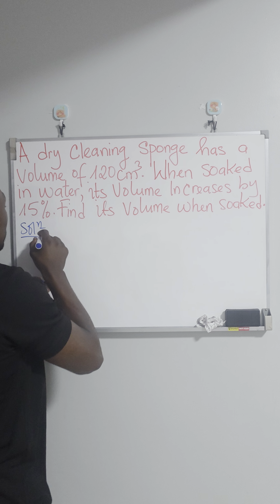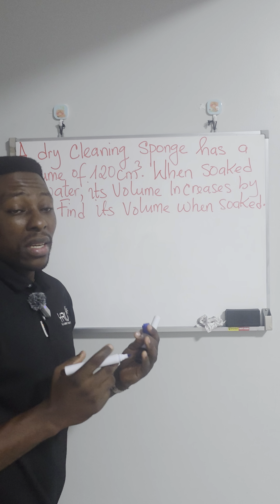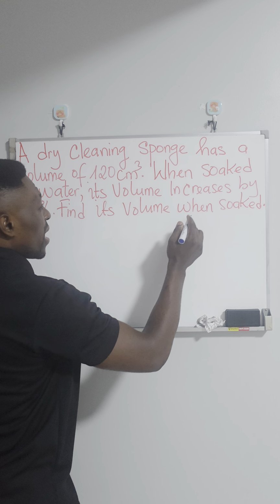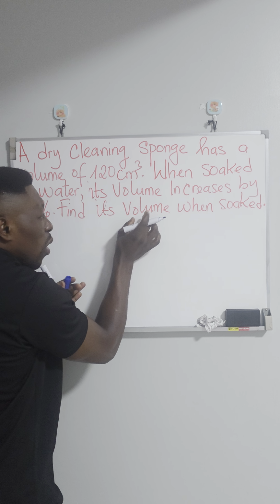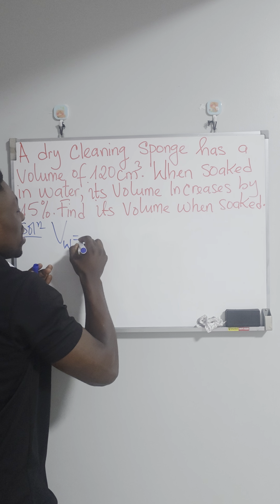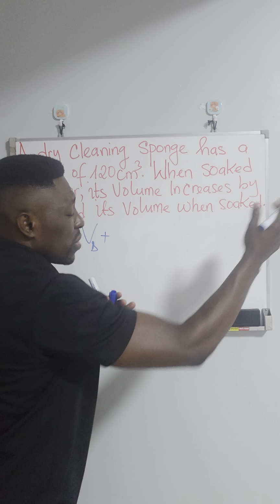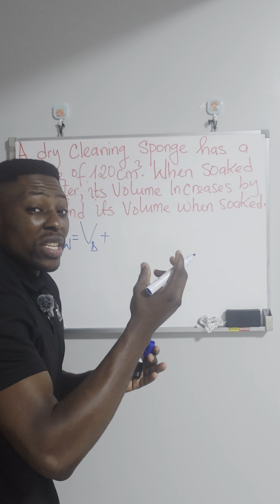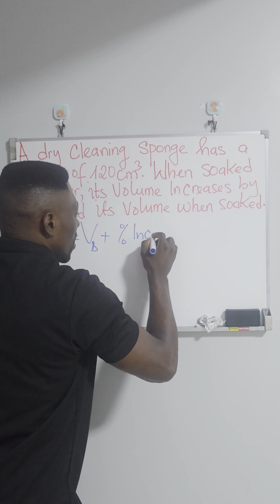These are word problems. They are meant to be read in between the lines because every statement carries vital information. Now, we are clearly told that when it gets soaked, the volume increases. So the volume of the sponge when it is wet, let's call it V wet, should be equal to the volume when it is dry plus a certain increase. Now the question gives us the percentage increase and not the increase in the volume itself. So times the percentage increase.